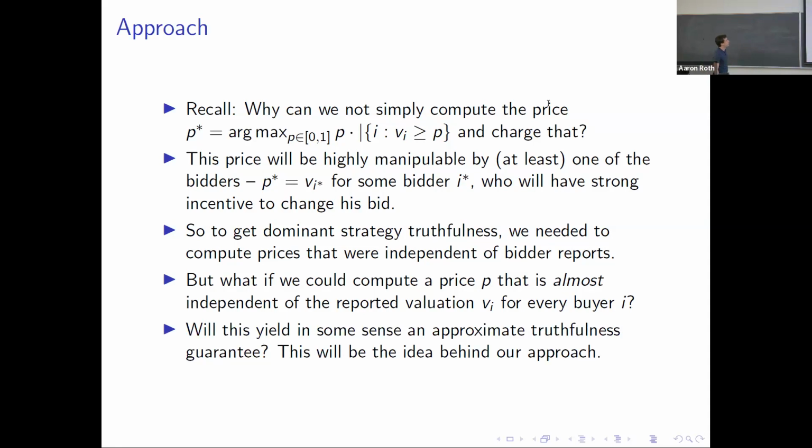Our hope, which we'll have to make rigorous, is that in doing this, we will get a mechanism that has very little incentive for any player to deviate. Not zero incentive, but very little incentive. And hopefully by driving that incentive to zero, we can get approximate truthfulness guarantees that become exact as the market grows large, as the number of potential buyers grows large.